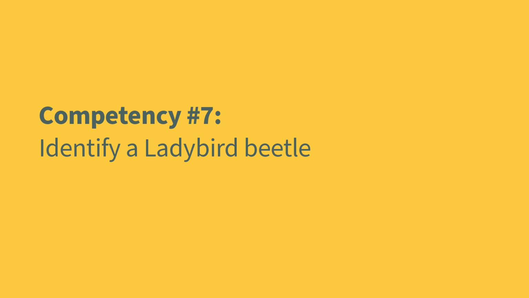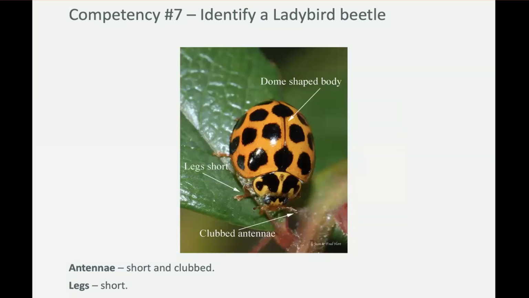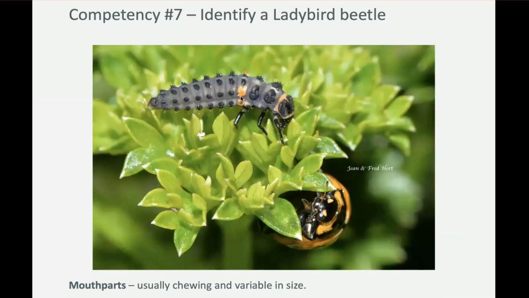Competency 7, ladybird beetles. There's about 300 species of ladybird beetle in Australia. And so what makes a ladybird beetle a ladybird beetle? They're dome-shaped. They have very short antennae and they have clubbed antennae. So there's a little lump on the end of the antennae, and they've got short legs, and sometimes they actually turtle up, and that's how they defend themselves. Again, only a mother could love it.